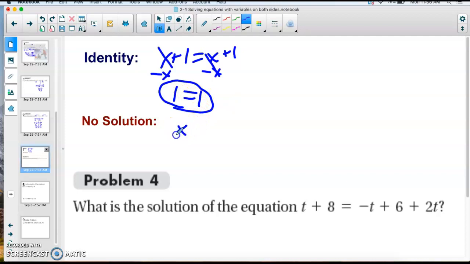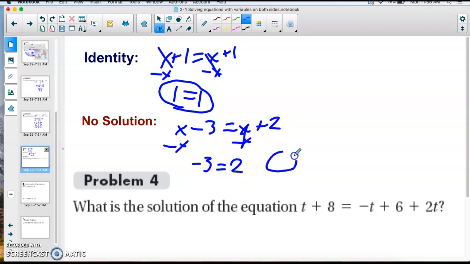No solution would be like x minus 3 equals x plus 2. Okay, and when you bring your x over, all of a sudden you get negative 3 equals 2, and you're like, wait a second, that's not right. That would be a no solution. A null set is what I learned it as. And no number will work. It just doesn't work. There's no solution.